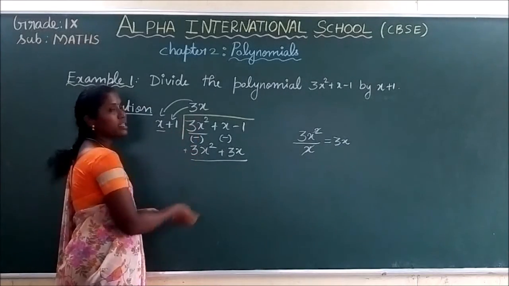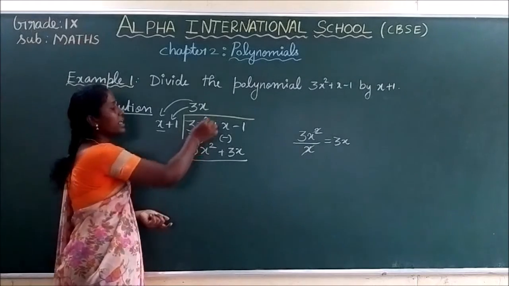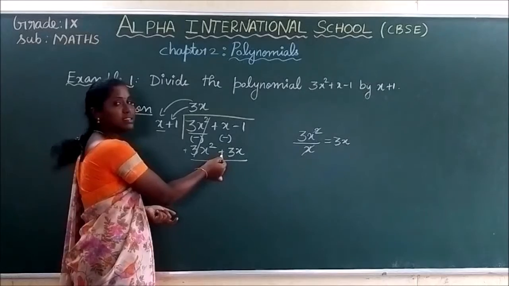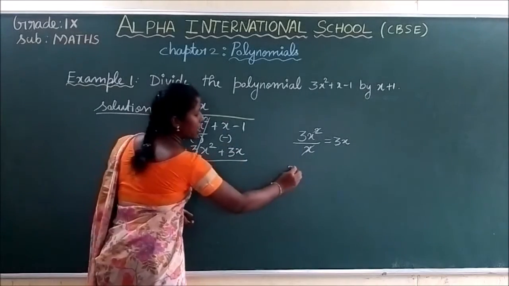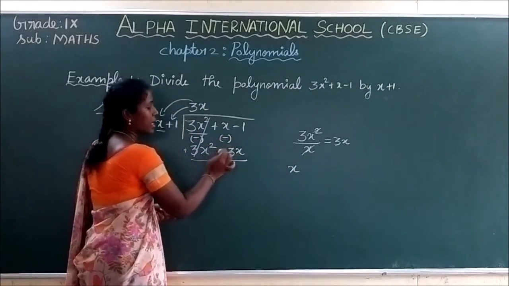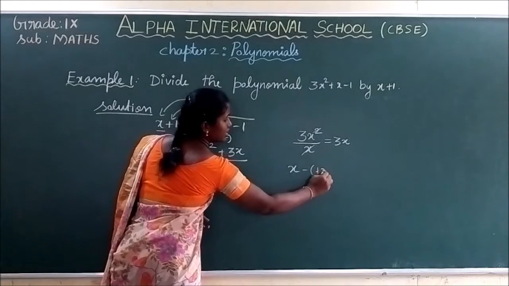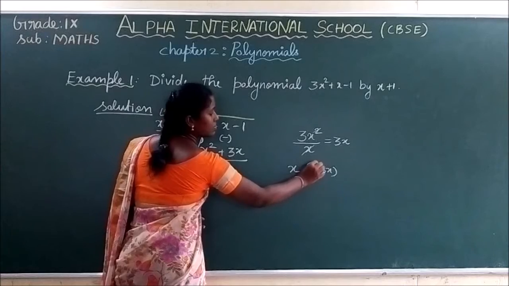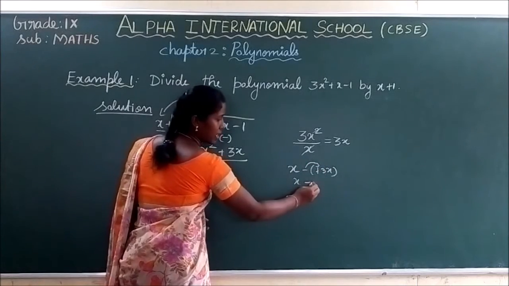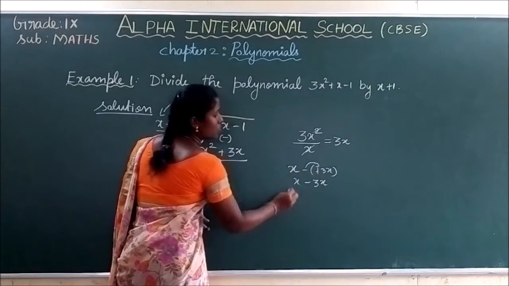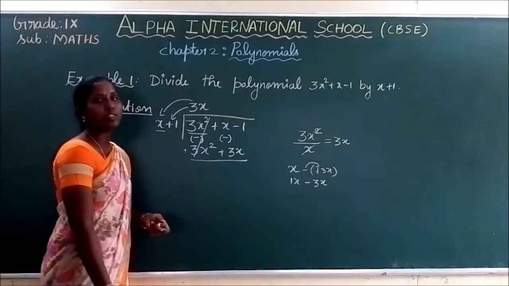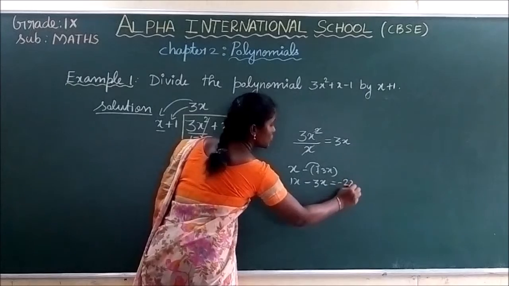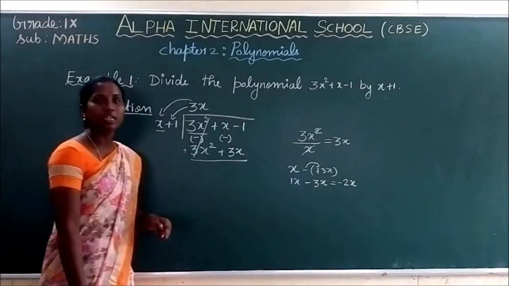So 3x square minus 3x square is 0. You will be getting cancelled. Here minus into plus is minus. So otherwise I am having x minus of plus 3x. How will I write it? X plus into minus, multiplying the sign, it will be getting minus 3x. So x means you have to consider it as 1x. So 1x minus 3x, the result is minus 2x. What is the result? Minus 2x.